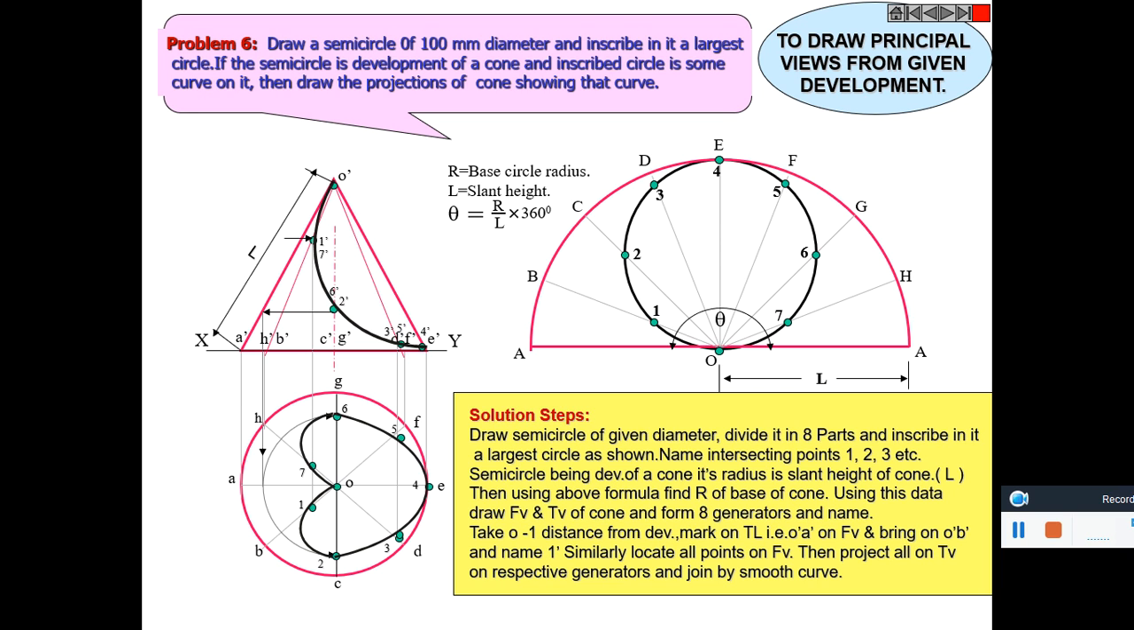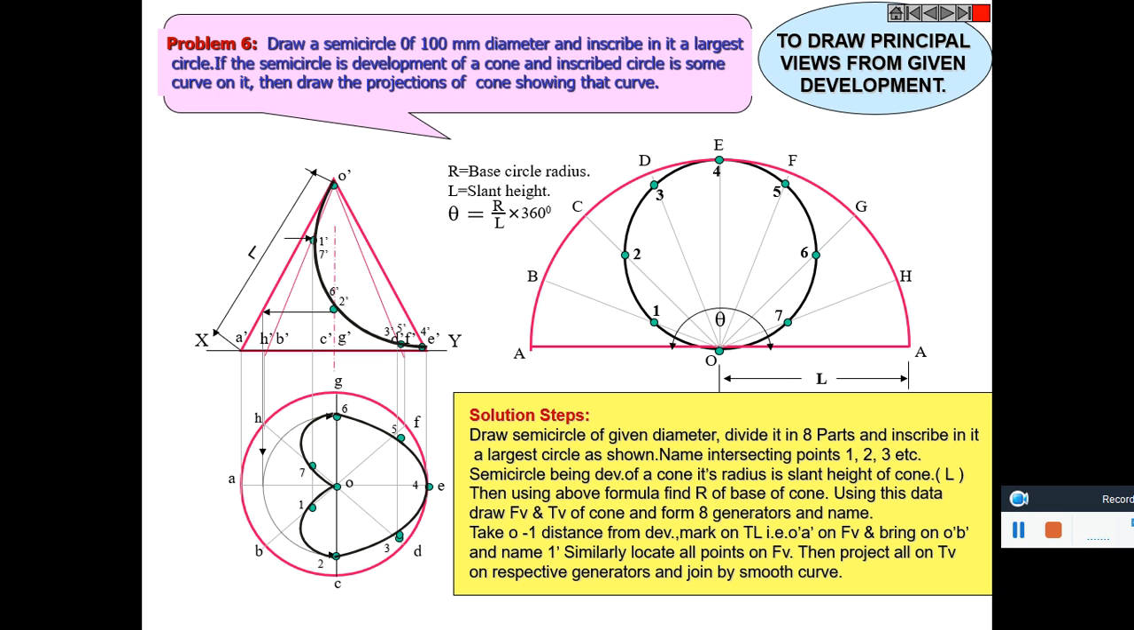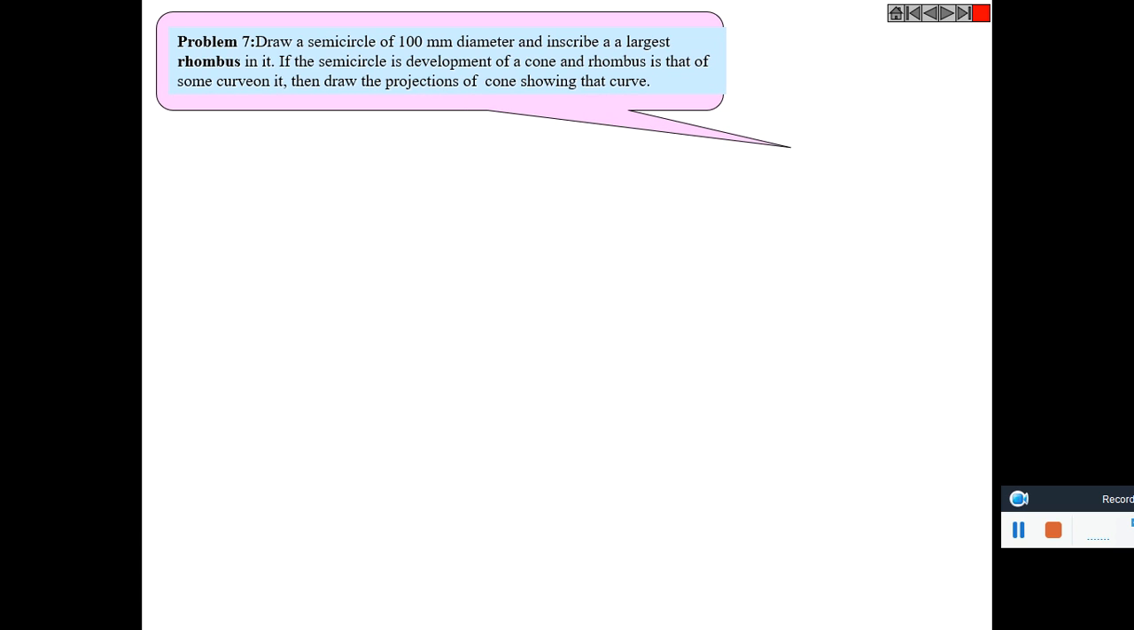This is the top view. This is the reverse method of doing similar problems. Draw a semicircle of 100 millimeter diameter and inscribe a largest rhombus in it. If the semicircle is the development of a cone and the rhombus is that of some curve on it, then draw the projections of the cone showing that curve.